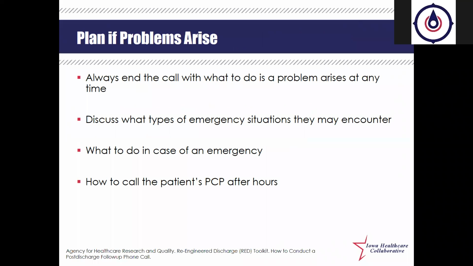And then plan if a problem arises. Always end the call with what to do if a problem arises at any time. Talk about emergency situations that may come up, what to do in case of that emergency, and how to contact their primary care provider after hours or when they need to go to urgent care or the emergency department.